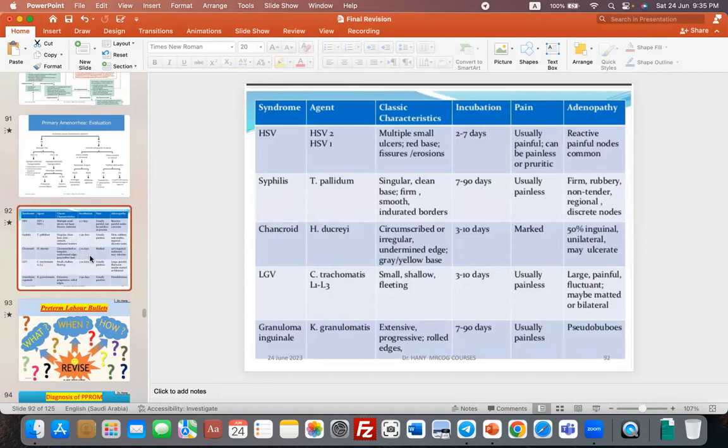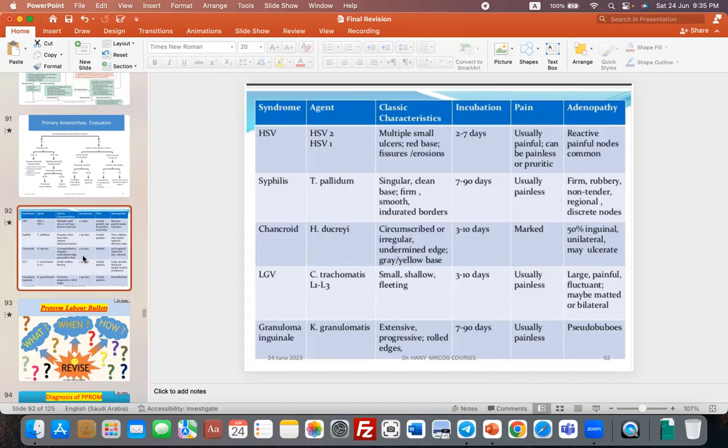HIV: multiple shallow ulcers. Syphilis is a single firm non-painful ulcer. Chancroid: marked painful ulcer with inguinal lymphadenopathy, 50% inguinal, unilateral, may ulcerate.